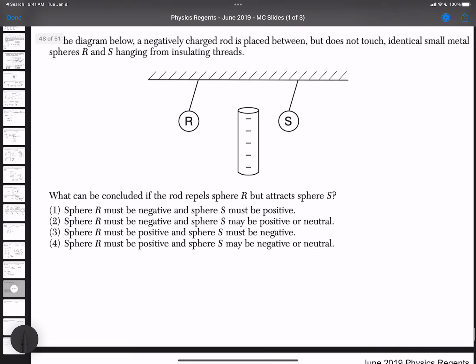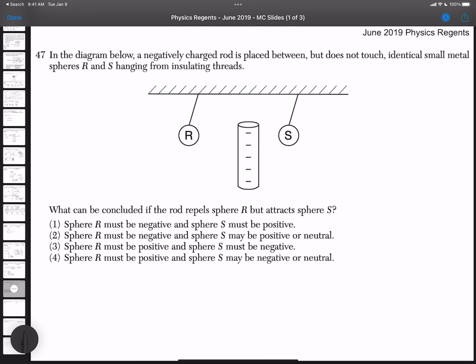All right, question number 47. In the diagram below, a negatively charged rod is placed between but does not touch identical small metal spheres, R and S, hanging from insulating threads. What can be concluded if the rod repels sphere R but attracts sphere S? So the first thing we want to remember is in order for charges to repel, they must be like charges. So we can conclude that R must be negatively charged. So I can eliminate answer choice 3, and I can eliminate answer choice 4.